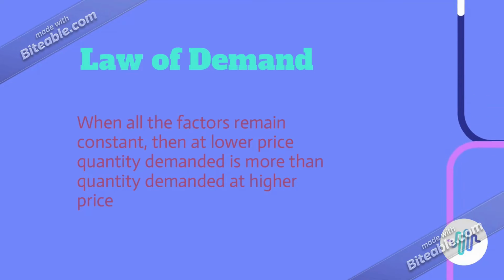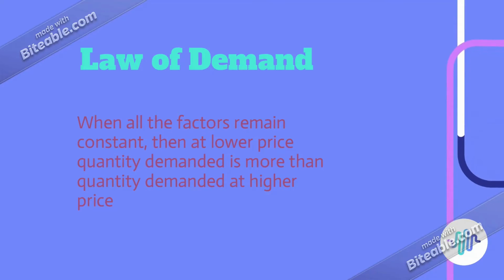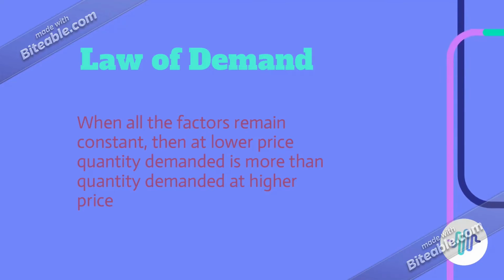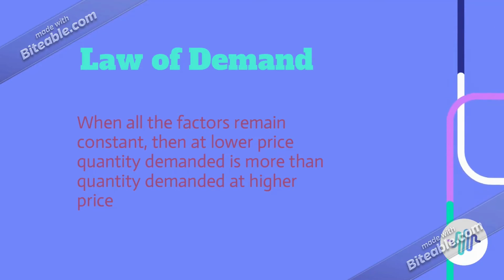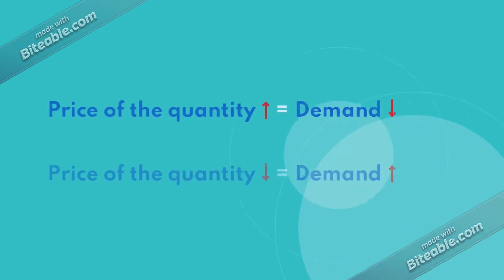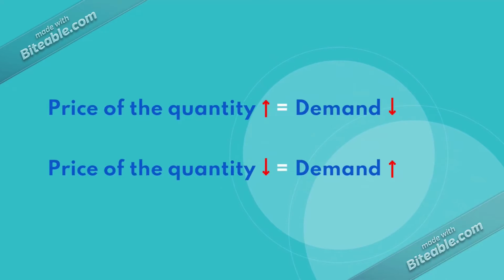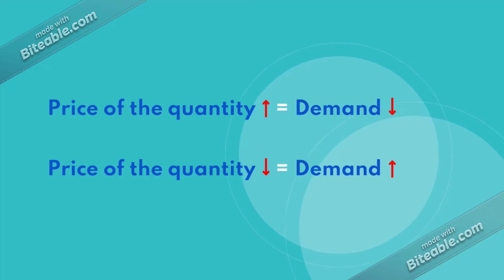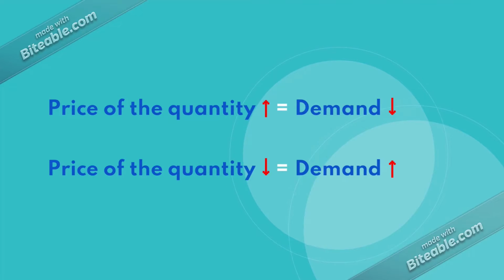If we consider that all these factors remain constant, then when the price of the product is less, demand will be more. And when the price of the product is more, then demand is less. Here you can see when the price is increasing, then demand is decreasing. On the other side, when the price is decreasing, then demand is increasing, right?